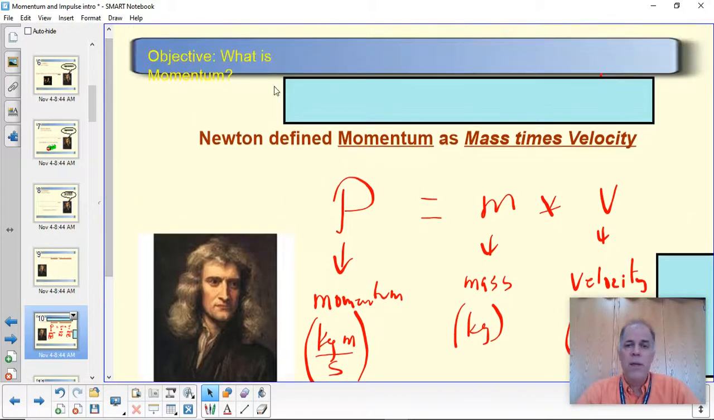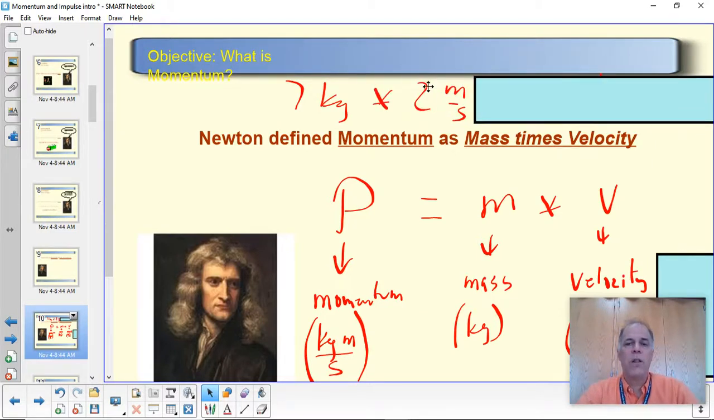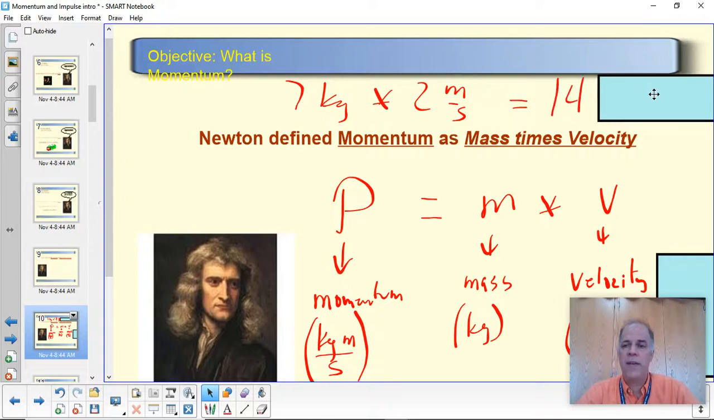So, for example, I have a bowling ball which has a mass of 7 kilograms. You've probably seen it before. And if that bowling ball is rolling along at 2 meters per second, then to figure out the momentum of this, we just do 7 kilograms times 2 meters per second, and we get 14 kilogram meters per second. So 14 units of momentum. It's a very simple thing. 7 kilograms times 2 meters per second equals 14 kilogram meters per second. Now, this is one of those three-part equations.